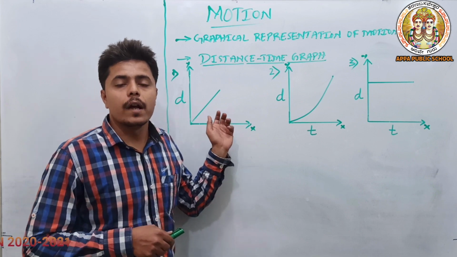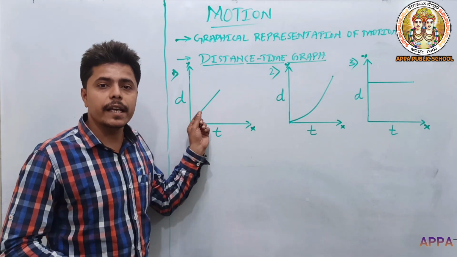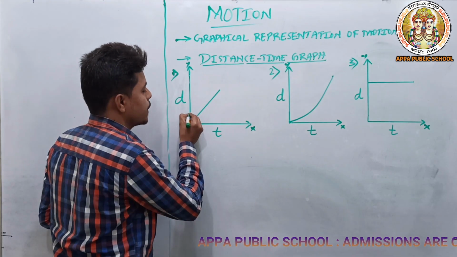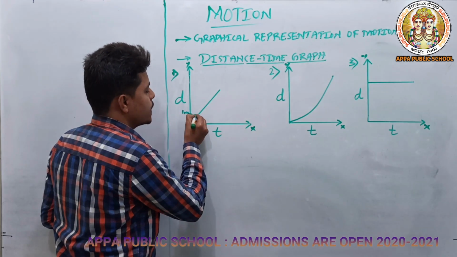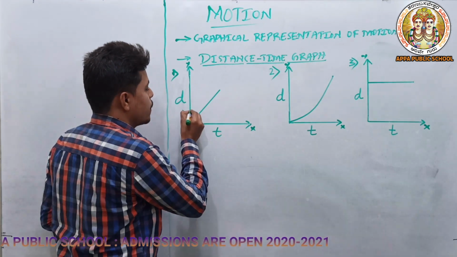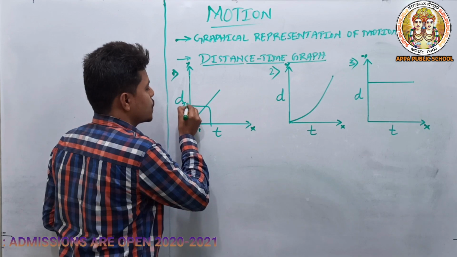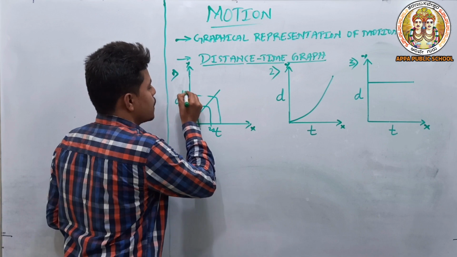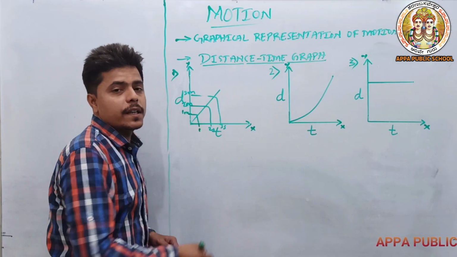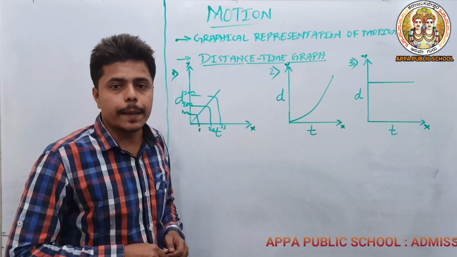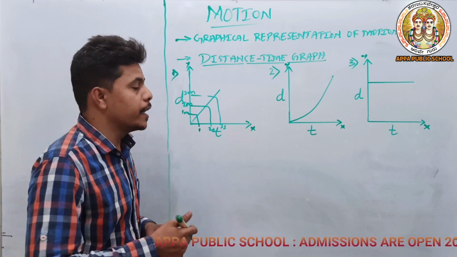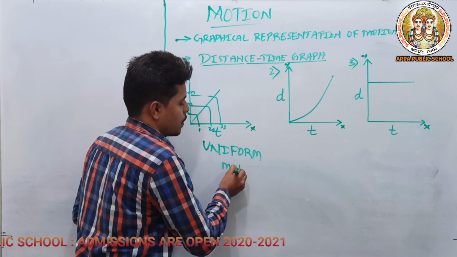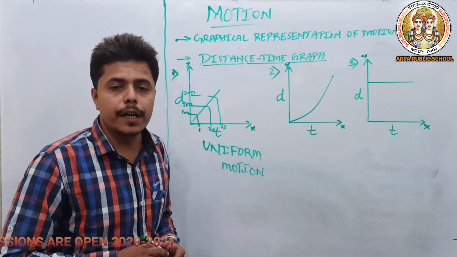Uniform motion. So this is a uniform motion. Here the body is covering equal distance in equal intervals of time. For example, here the time is 1 second and the distance is 1 meter. So the body is covering equal distance in equal intervals of time. This is 2 meters in 2 seconds, and here 3 meters in 3 seconds. Since the body is covering equal distance in equal intervals of time, we say the graph is in uniform motion. So this is the distance time graph for uniform motion.